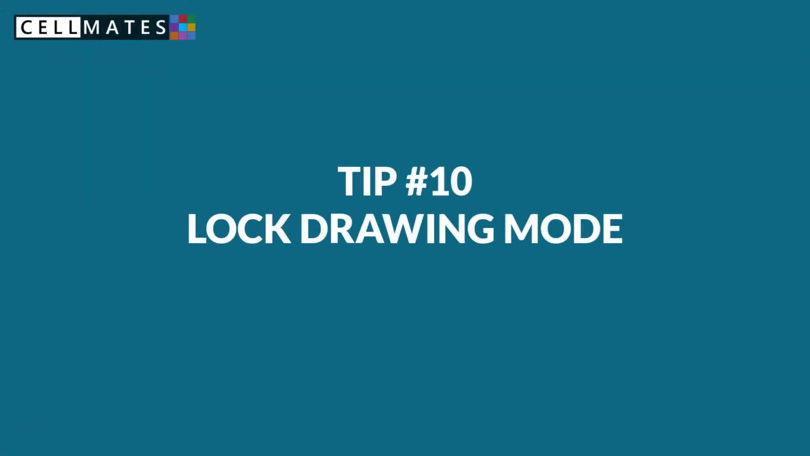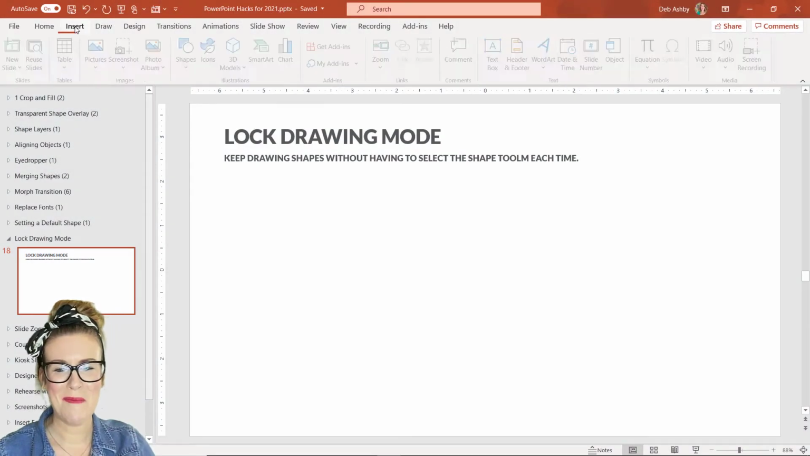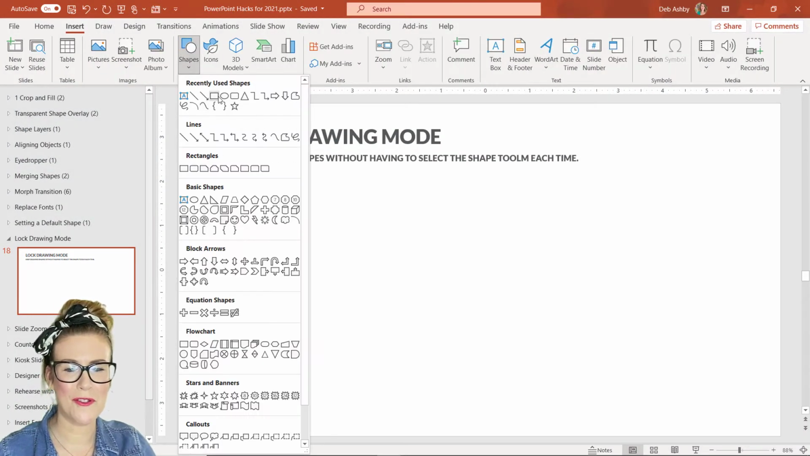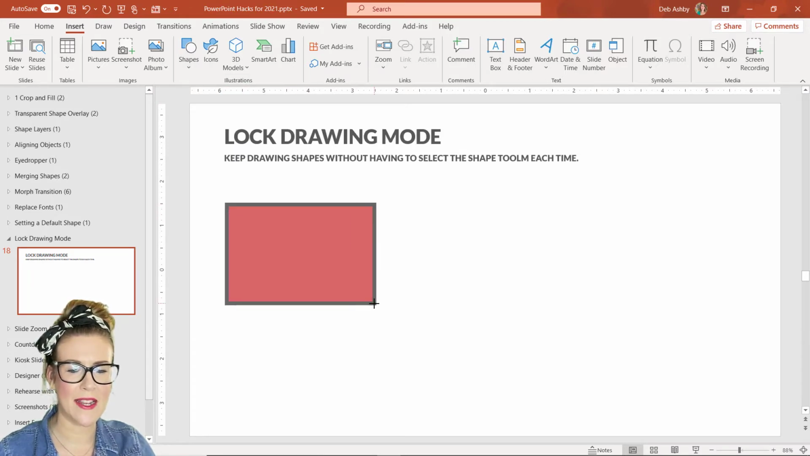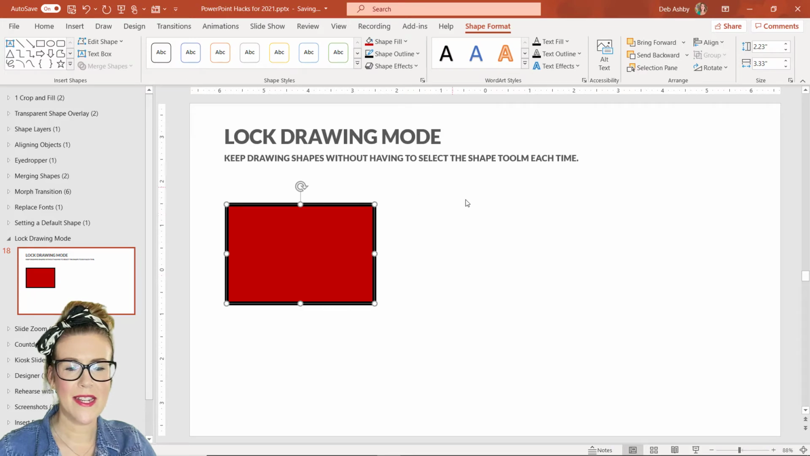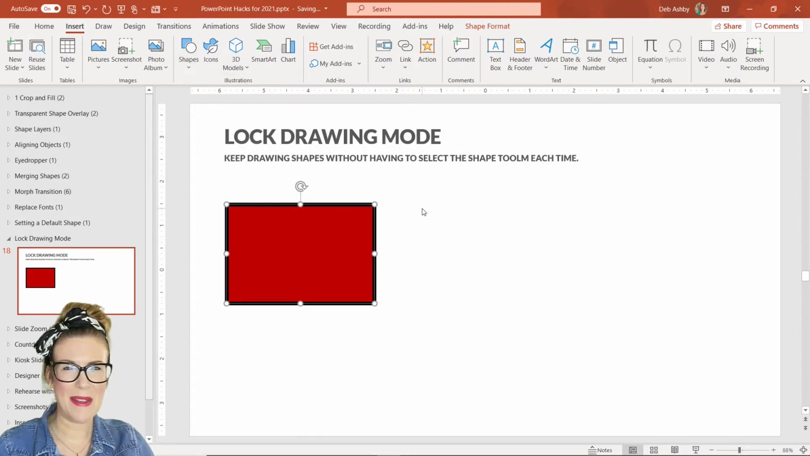Tip number 10, lock drawing mode. Staying on the subject of shapes, you may also have noticed that when you draw shapes, you can only draw them once. So if I was to draw a rectangle and let go, you can see that the Shape tool is now deactivated. So if I want to draw another shape, I have to go back to Insert and select the shape again.